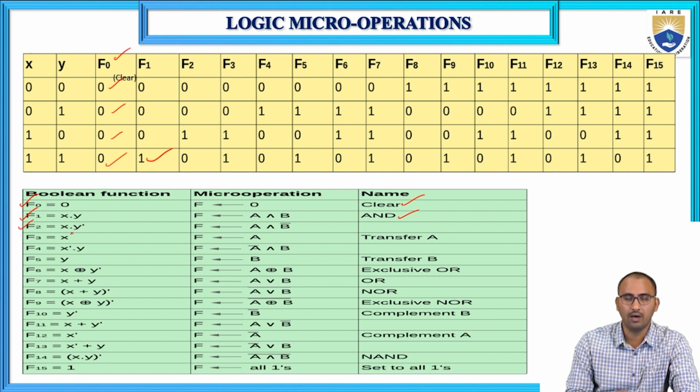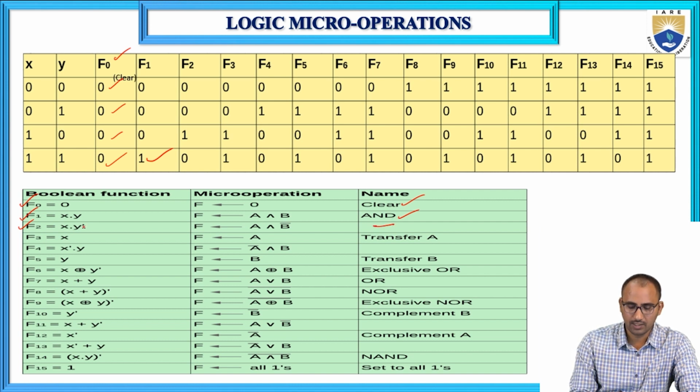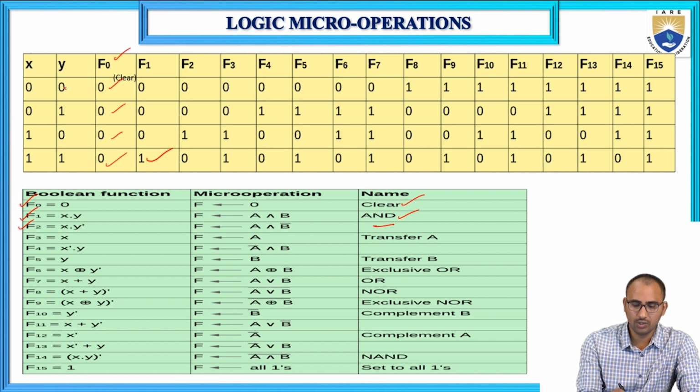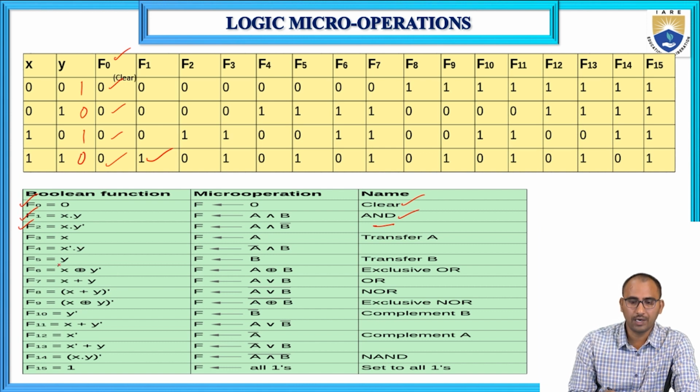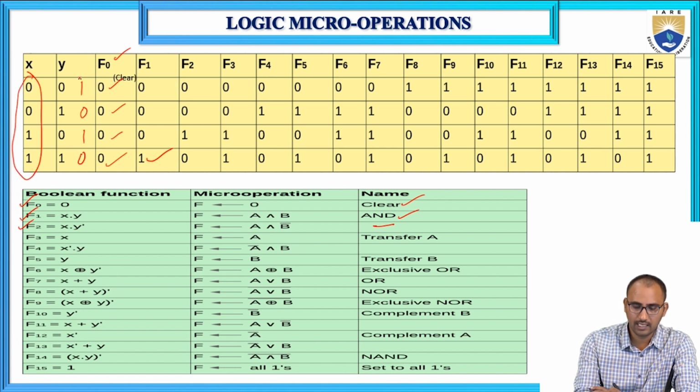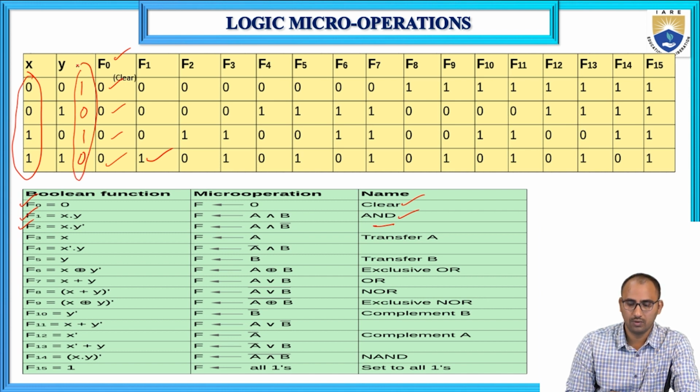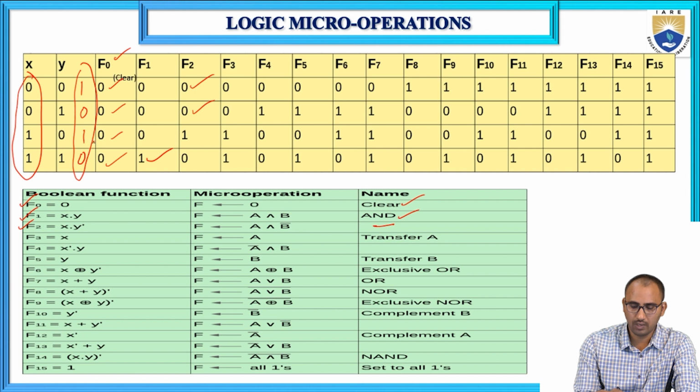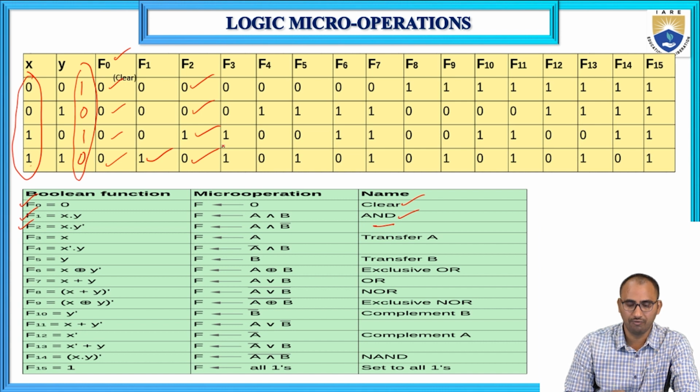F2 is x into y bar. It doesn't have any name. What is y bar? Y bar means complementing the y. So y is 0, 1, 0, 1; it will become 1, 0, 1, 0. 0 becomes 1, 1 becomes 0. So we are performing AND operation between this x and this y bar. What will you get? 0 into 1, 0. 0 into 0, 0. 1 into 1, 1. 1 into 0, 0. So that is F2 function.